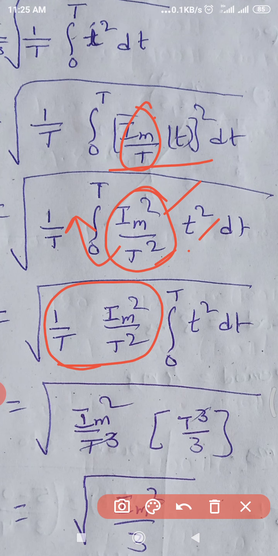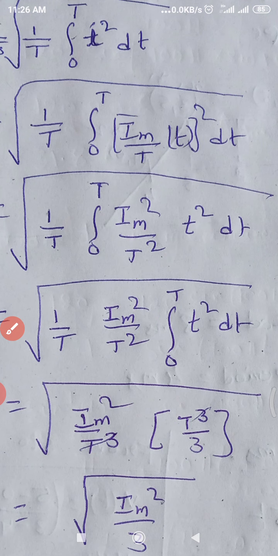If you multiply all these things, we get Im square by T cube. Here the integral of t square into dt, its value is t cube by 3. If you apply the limits 0 to T, we get the value T cube by 3. Now this T cube gets cancelled. Finally we are getting the square root of Im square by 3.